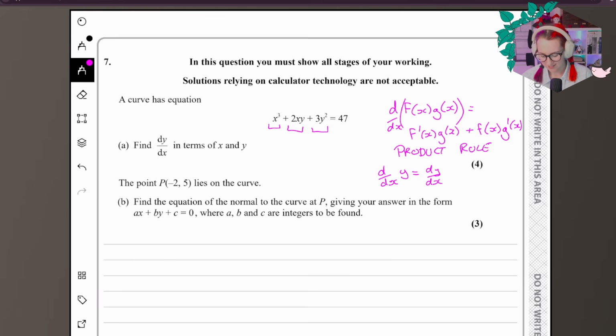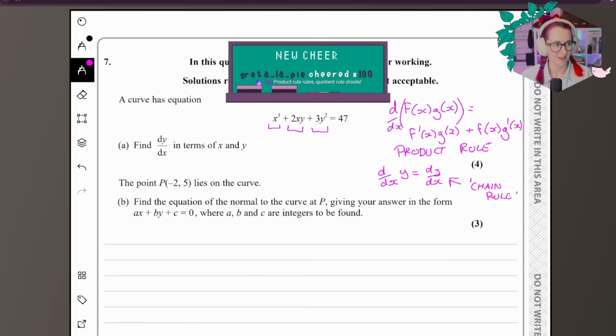And this is technically chain rule, but not explicitly. Chain rule as we learn it is something a bit different, but what's happening there is the chain rule because y is a function of x. So we have to do something in there.